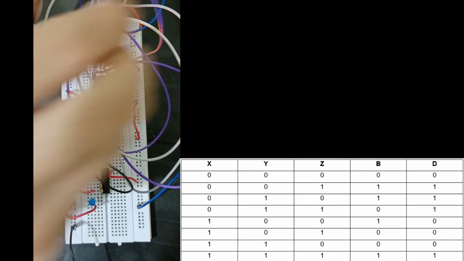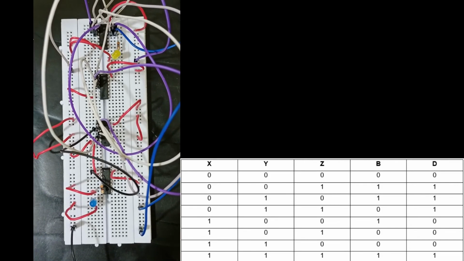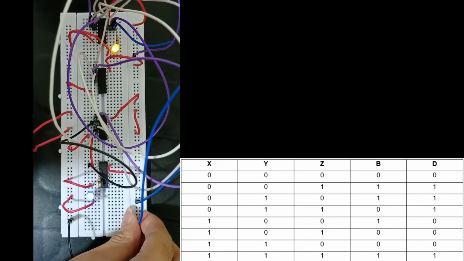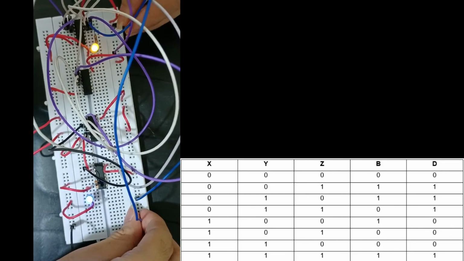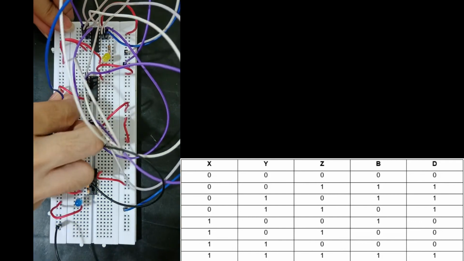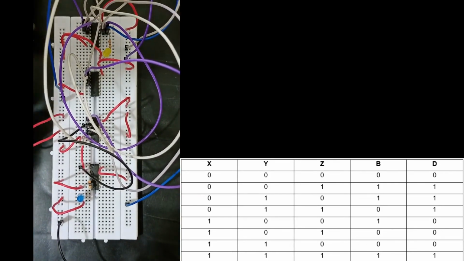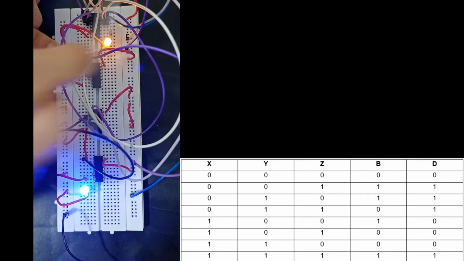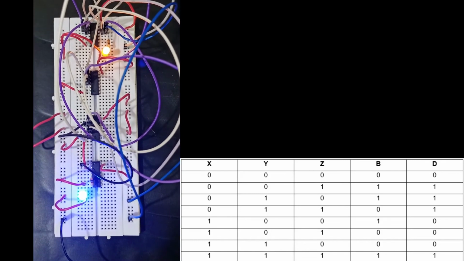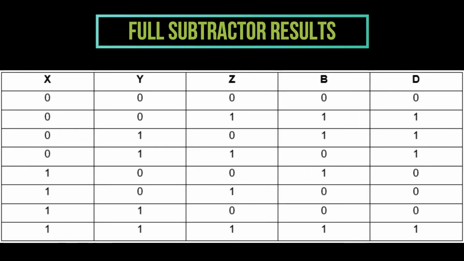If inputs are 1, 0, and 1, both outputs will be off. If inputs X and Y are 1 and Z is 0, both outputs will be off. If all of the inputs are 1, both outputs are on. And here are the results.